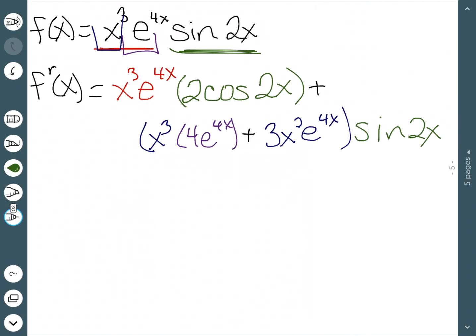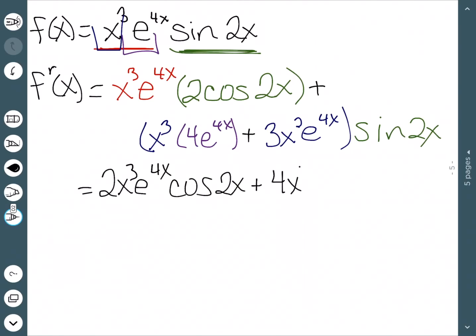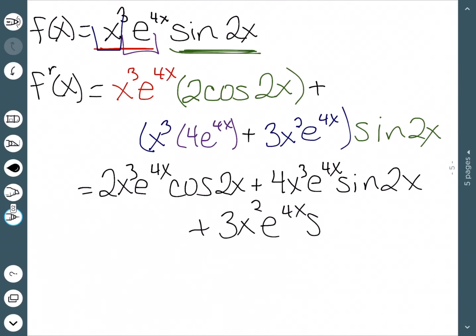So this looks really complicated, but we're going to simplify it and make these types of problems a little bit easier in the future. This is now 2x cubed e to the 4x cosine 2x plus 4x cubed e to the 4x sine 2x plus 3x squared e to the 4x sine 2x. So the important thing to note here is we don't want to have to deal with this process every time, so let's try to see a shortcut. And there actually is one.